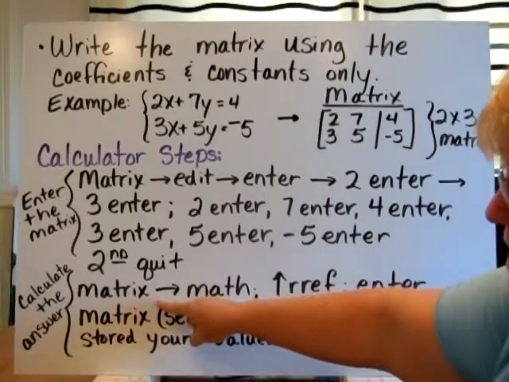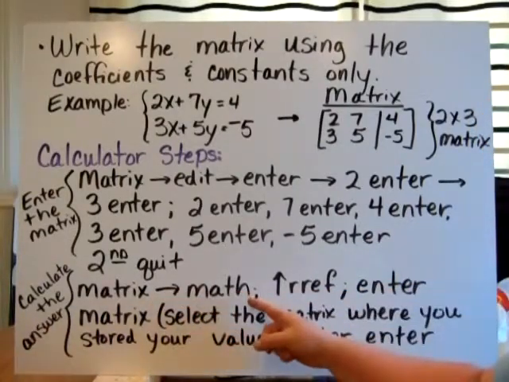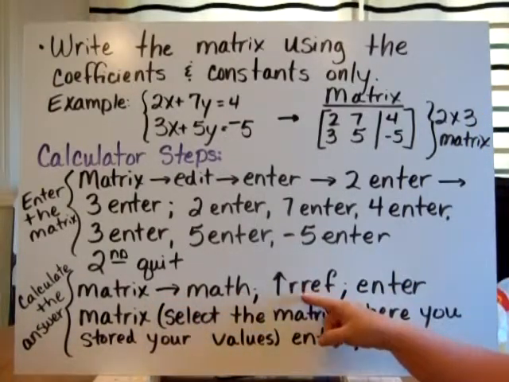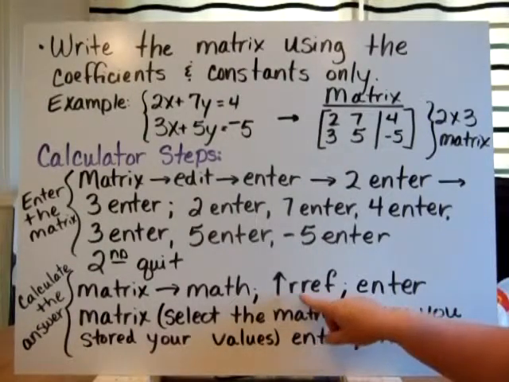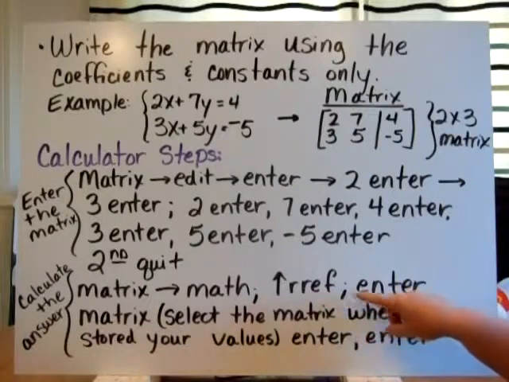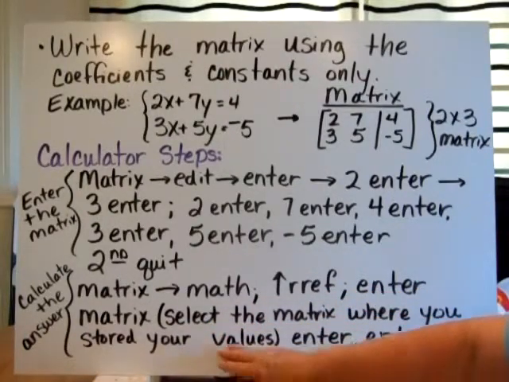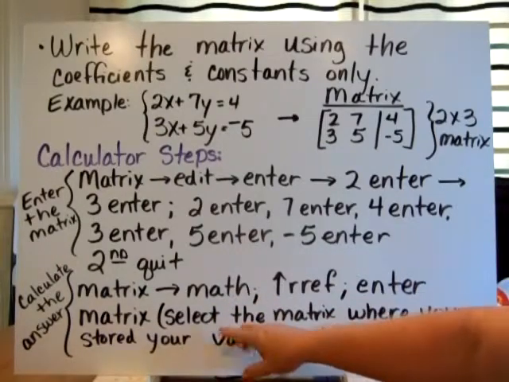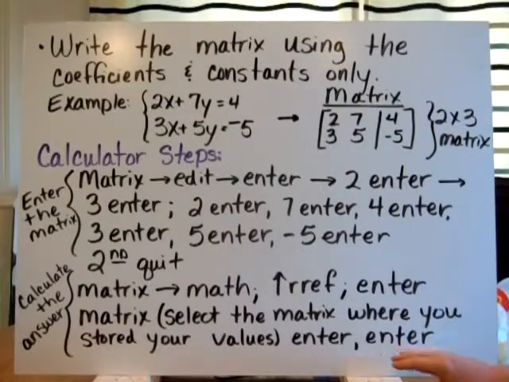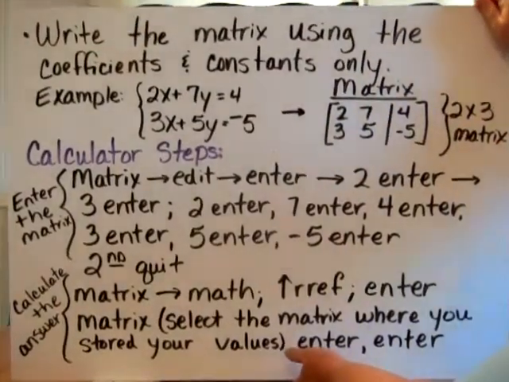Then we want to calculate the answer. So we go back to the matrix. This time we arrow across to math, arrow up to RREF. This stands for reduced row echelon form, and hit enter. Select the matrix where you stored your values. So if you stored your values in matrix A, then the cursor should be on A, and you hit enter, and then hit enter again.